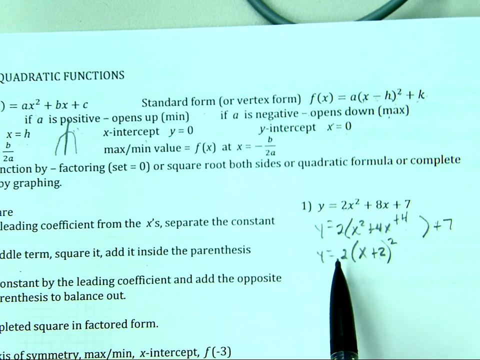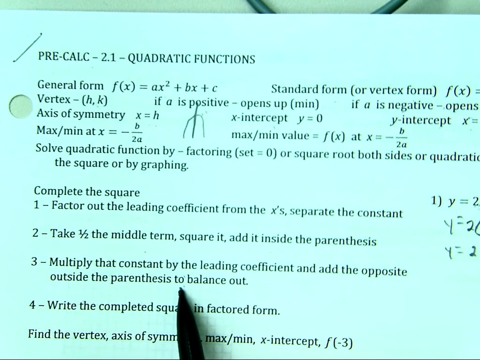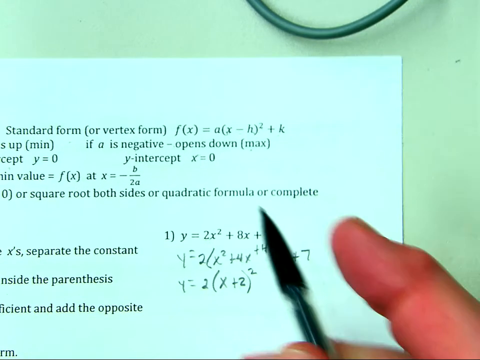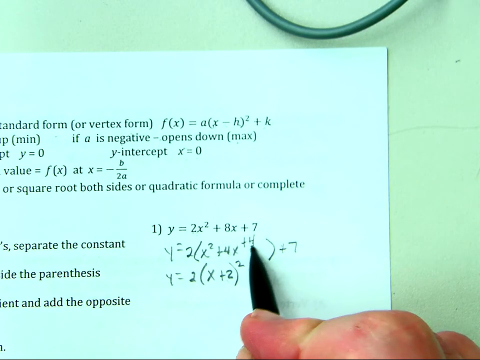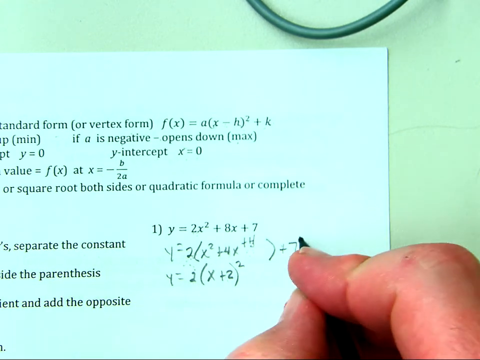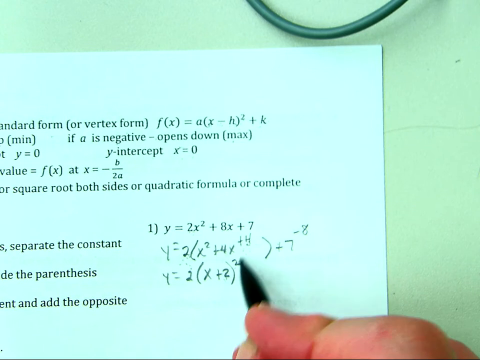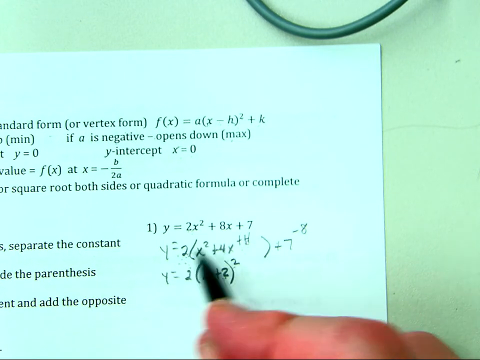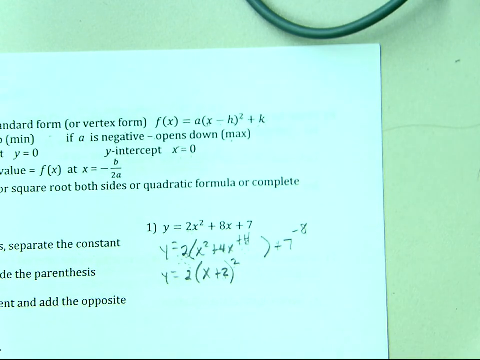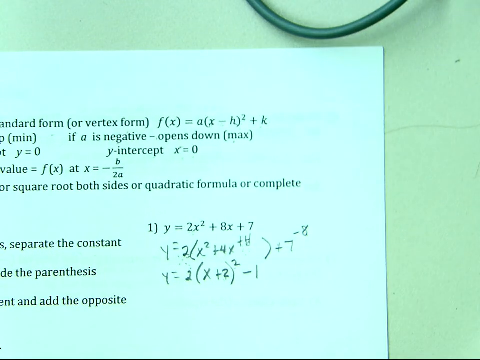Now we're going to multiply the constant we just put in there, the 4, by the leading coefficient and add the opposite outside the parentheses to balance our equation. Everything inside the parentheses is times 2, so we really added 8 to the right side of this equation. 4 times 2 is 8. To balance that out, on the outside we're going to do the opposite. We're going to subtract 8. So we took half of 4 is 2, 2 squared is 4, 4 times 2 is 8. That's a plus 8, so out here we put a minus 8. Now if we simplify, 7 minus 8 is a negative 1. We just completed the square to put it in vertex form.